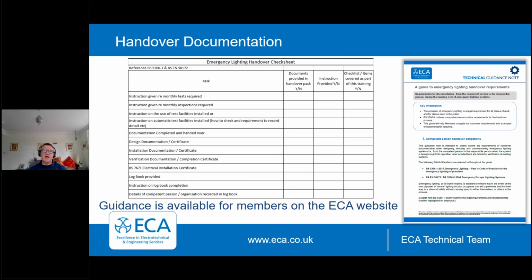Well, we've provided a handover checklist with reference to 5266 and another standard as well, which gives us some detail of all the things that we should provide as part of the handover. The text is a little bit small there, but it's free to ECA members.